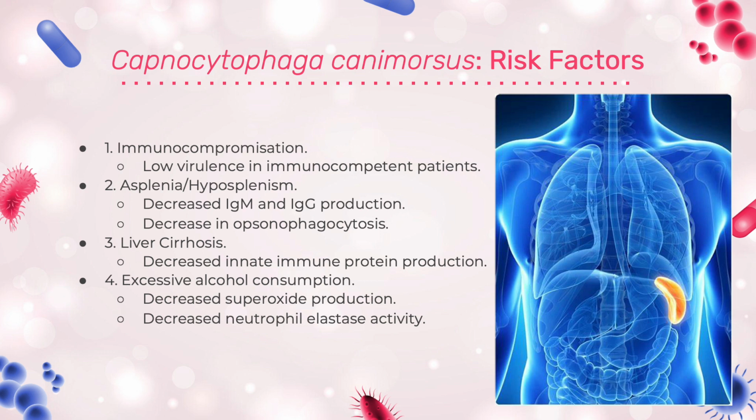The next risk factor is liver cirrhosis. We see a decrease in innate immune protein production, which results in a lack of effective immune response. Lastly, excessive alcohol consumption is also a risk factor for Capnocytophaga canimorsus. Excessive alcohol consumption can lead to liver cirrhosis. Additionally, excessive alcohol consumption can lead to a decrease in superoxide production and a decrease in neutrophil elastase activity. So try not to be too much of a party animal the next time you go out, because as it turns out, you end up giving your immune system a hangover too.